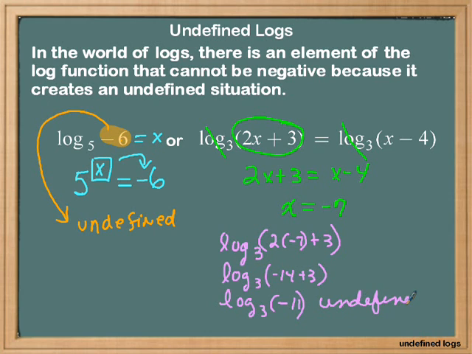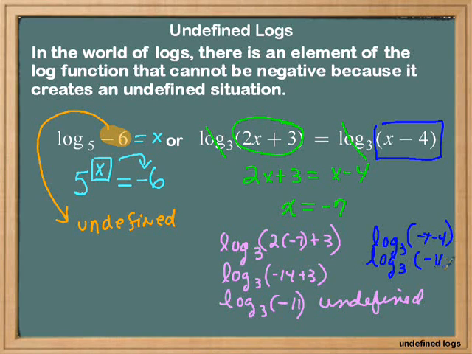It doesn't matter which one I go back to. If I get a negative answer, it's undefined. So if I would have gone back up into this example up here, if I would have gone to this particular part of the problem and it became negative, which it did because the log base 3 of negative 7 minus 4 gives me also a negative 11. That's just a coincidence. They don't always come out to be the same number. If that happens, then it's also undefined. So if either one's negative, it is undefined.